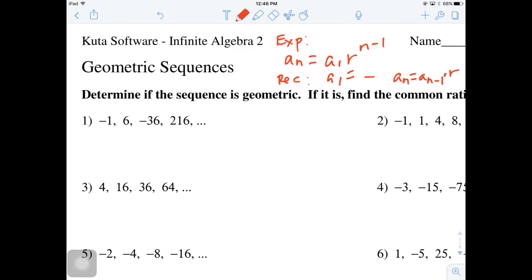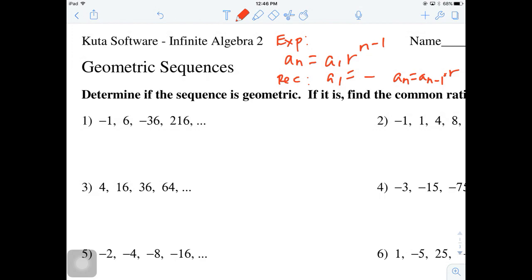D is for the common difference, and that is for arithmetic sequence, which is when you keep consistently adding the same number to get the next term. So geometric is going to be r for the ratio because you are multiplying by a number to get the next term. So let's take a look at the first example.